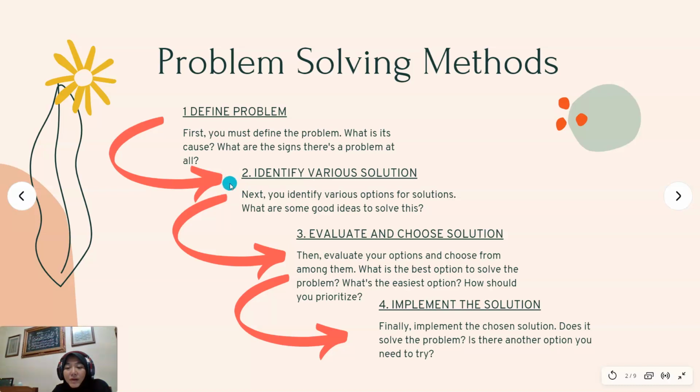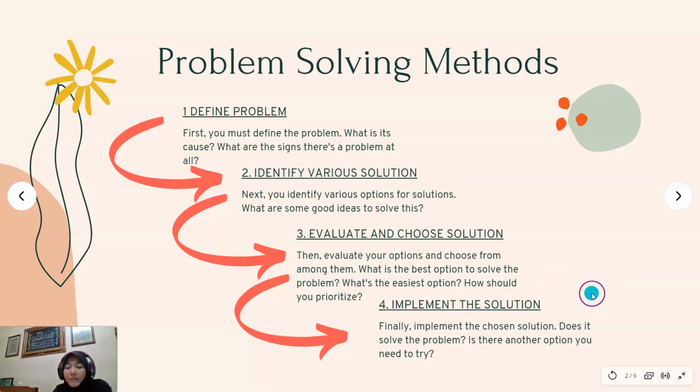You will identify what are the solutions that are possible for the problem that you have identified in step 1. Maybe you have listed more than one solution. So from that, you will see what are some good ideas to solve it. And then in step number 3, you will evaluate your solution. And then you choose what is the best solution to solve the problem that you have identified. And then what is the easiest option, or what is the best solution.